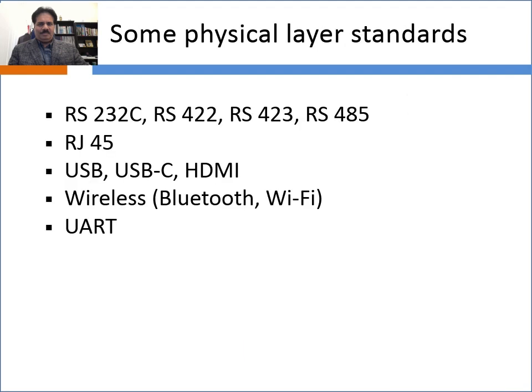Some of the physical layer standards are RS-232C, RS-422, RS-423, RS-485, RJ45, USB, USB-C, HDMI, wireless, Bluetooth, Wi-Fi, and UART. These are all physical layer standards, and we will be discussing them.